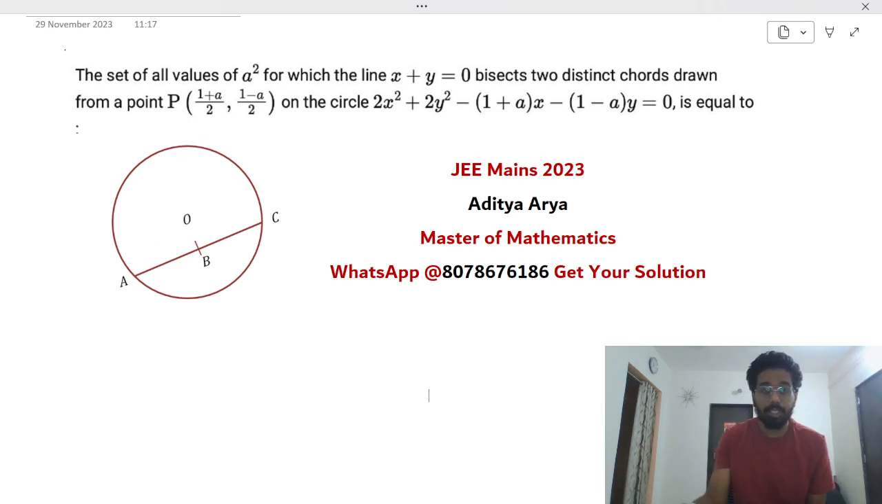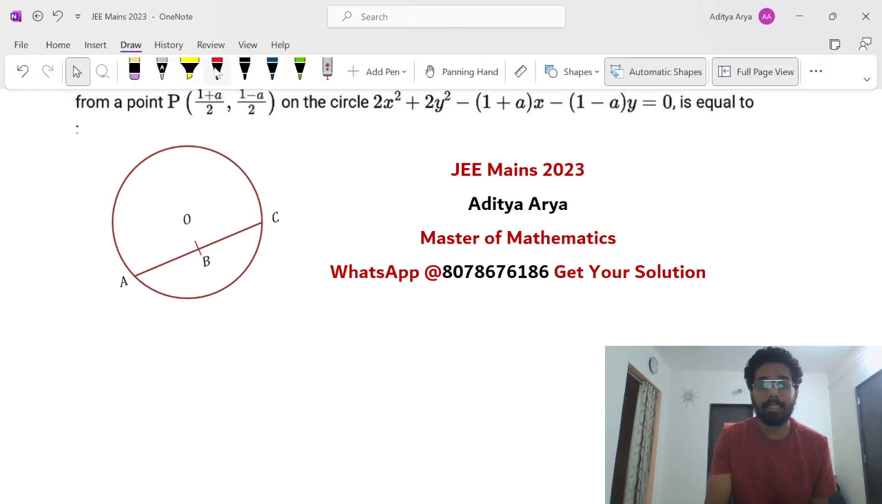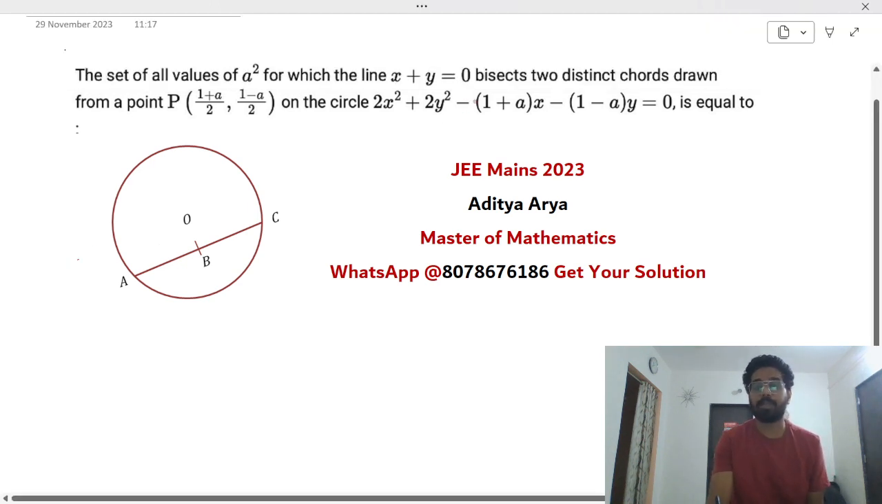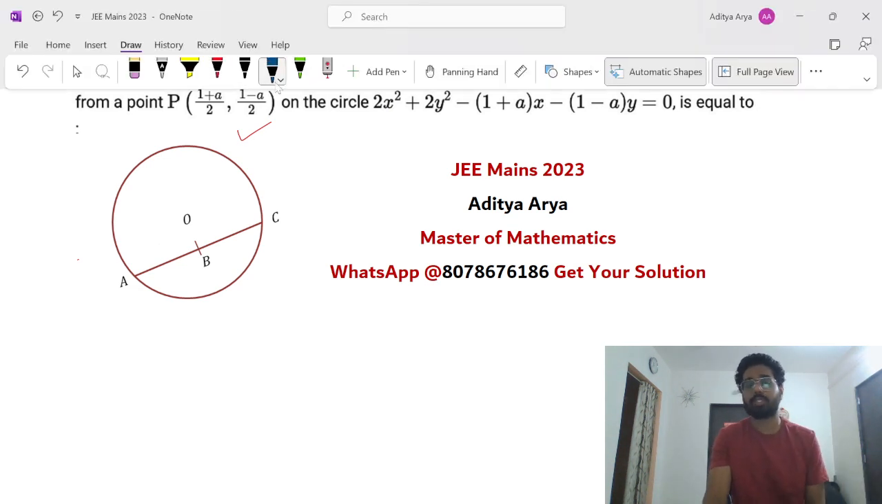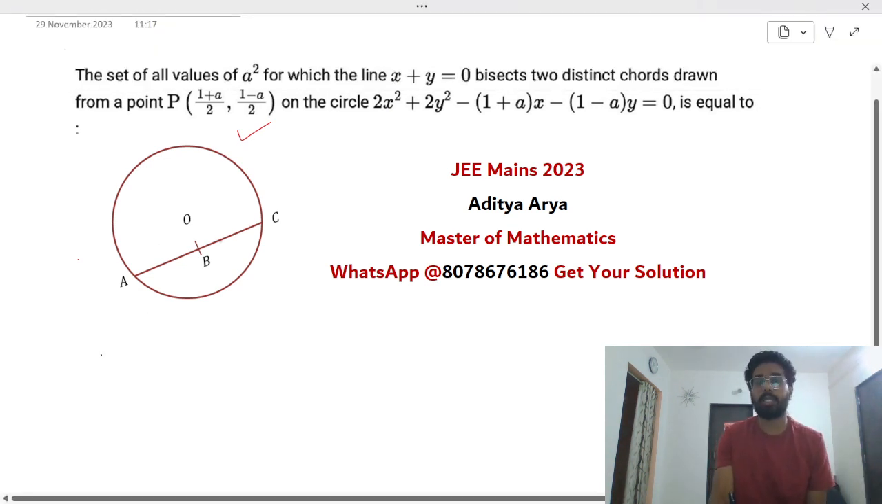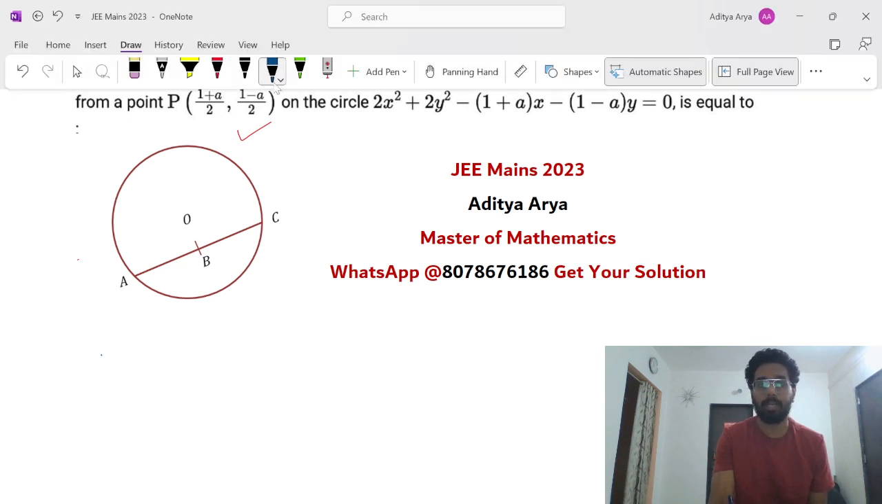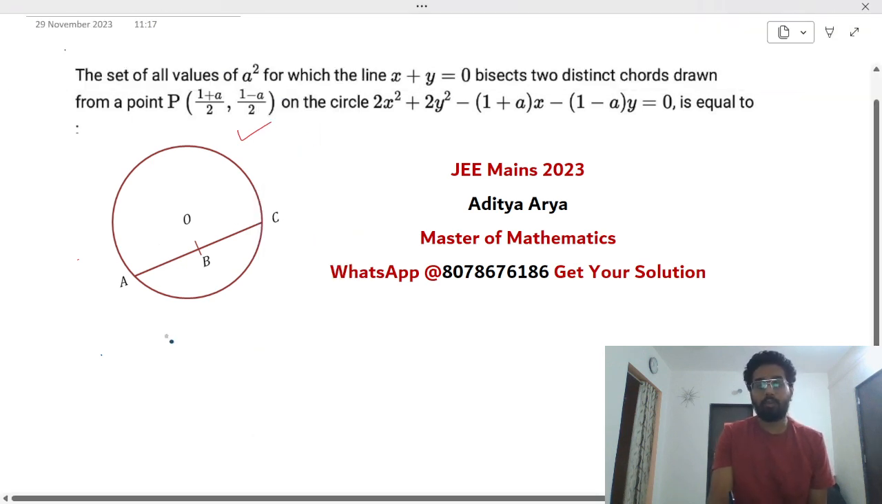All right. Question is: set of all values of a square for which the line x plus y bisects the two distinct chords drawn from the point. Now understand. First thing which came to my mind: does this point lie on the circle? If you cross-check, it will satisfy. So you can cross-check one more time. Okay, we have to make sure.